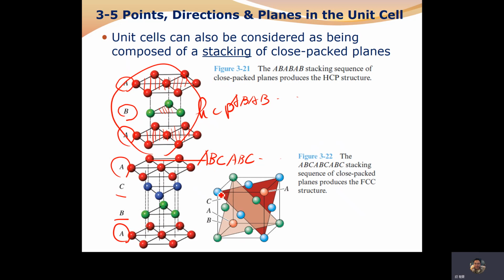It's also the same for this FCC structure. The 111 is the close pack plane. This plane is the close pack plane, and this plane is the close pack plane, with an atom here and here. Therefore, it's A, and this plane is B, and this plane is C. So for the FCC structure, it's ABC stacking. We can define the unit cell as also being composed of the stacking of the close pack planes.